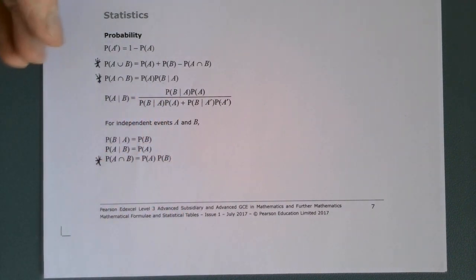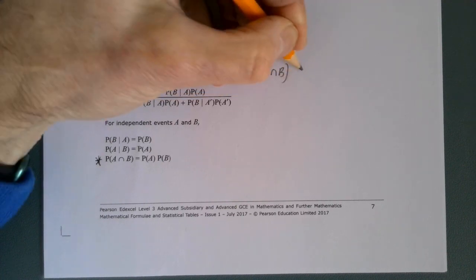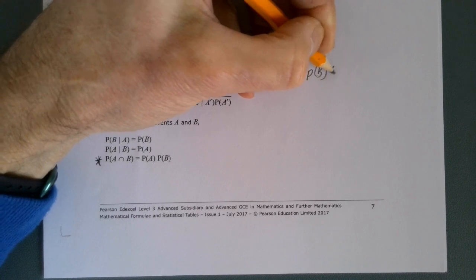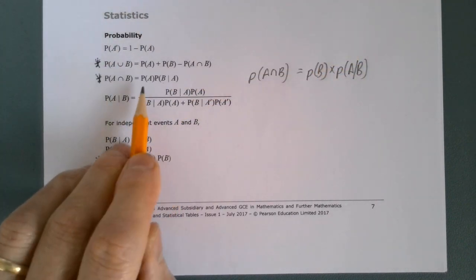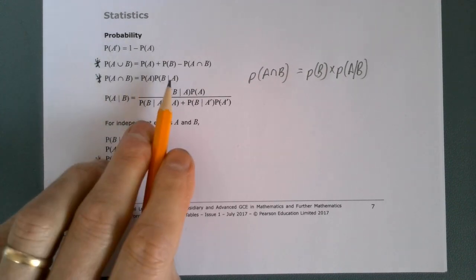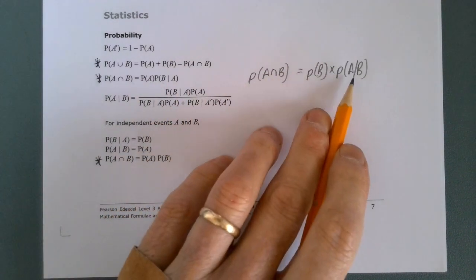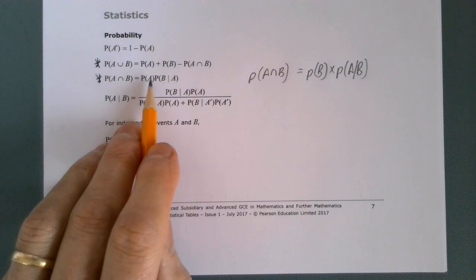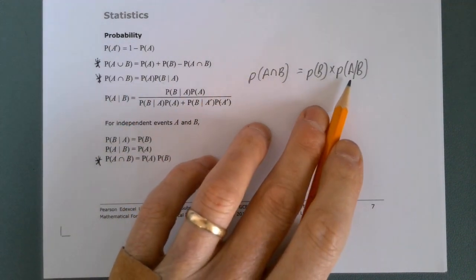And that can be written in two directions. So that can also be written this way around. Probability of B multiplied by the probability of A, given that B has happened. Because we're not saying that A and B happen in that order. B might happen first. So that formula can be written in two different ways, with either the probability of A first, followed by the probability of B given A, or the probability of B first, followed by the probability of A given B.